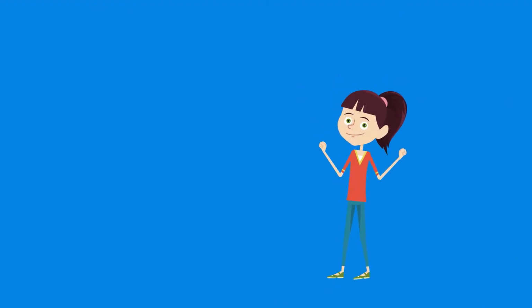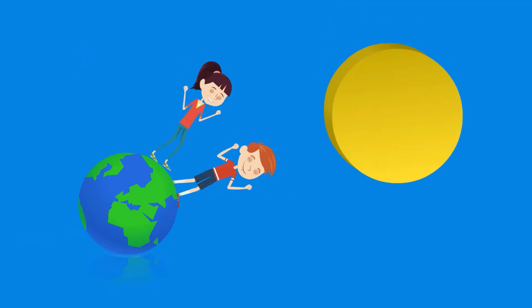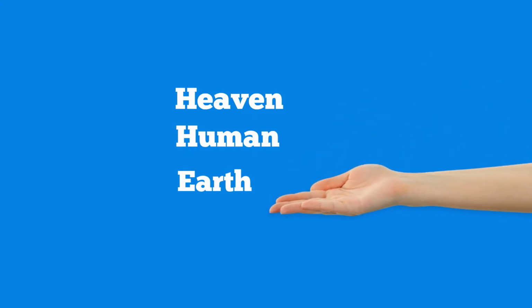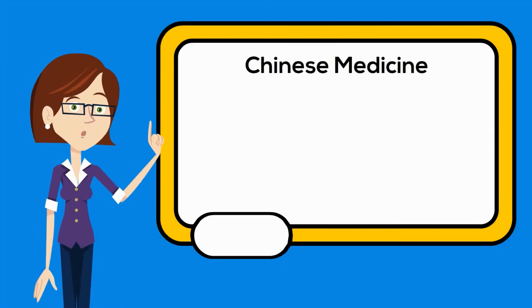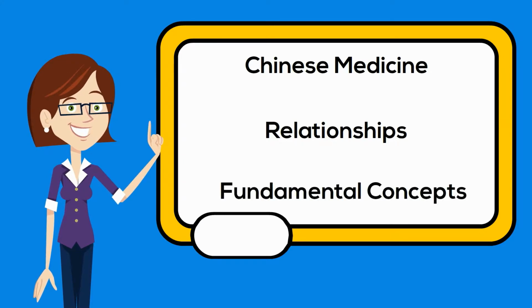Let's start with the concept of us. That's right, you and me. We are part of the human race. We exist on a physical plane with the earth below us and the heavens above us. We are between heaven and earth. These three items have very special meaning in classical Chinese medicine. Through their relationships within themselves and with each other, Chinese medicine starts to explain some of the fundamental concepts.